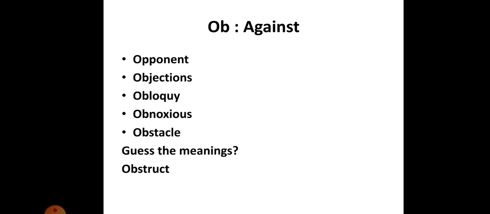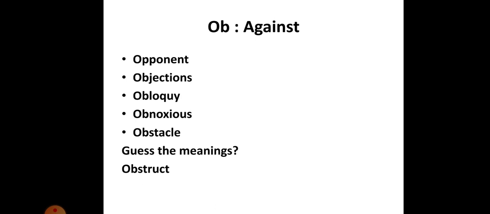And then you have objections. Objections are ideas or words thrown against someone or some action. And then there is something called obloquy. Obloquy is defamation, literally speaking against a person. See, loqua is speech here, right? Loquacity, colloquial, and then there is eloquent. In all these words there is loqua. Loqua is speak and ob is against. So obloquy is speaking against a person or his reputation.